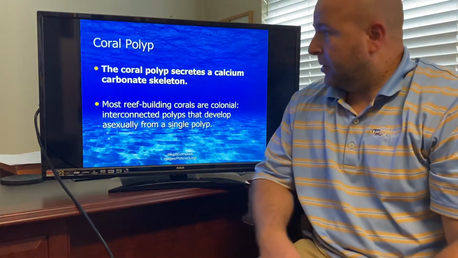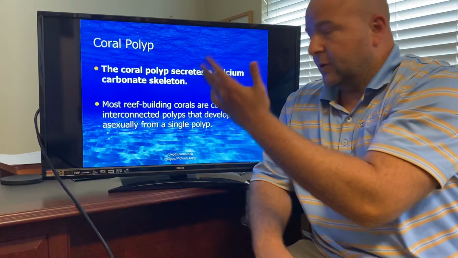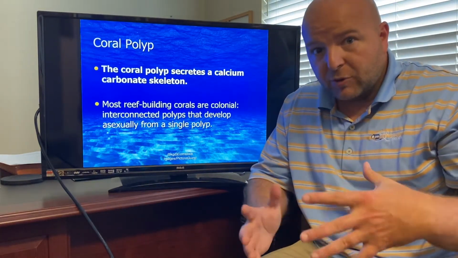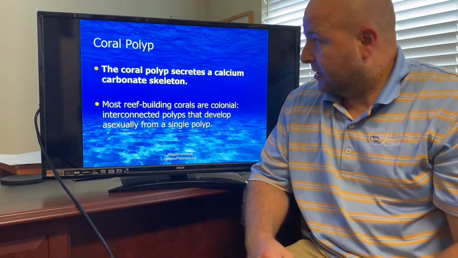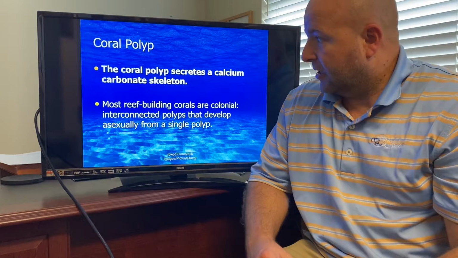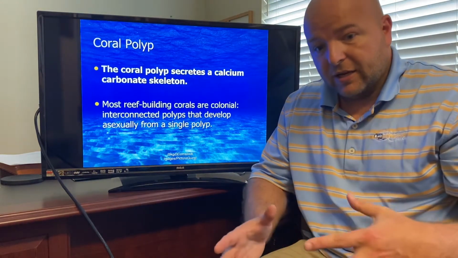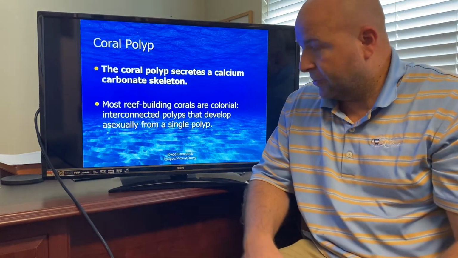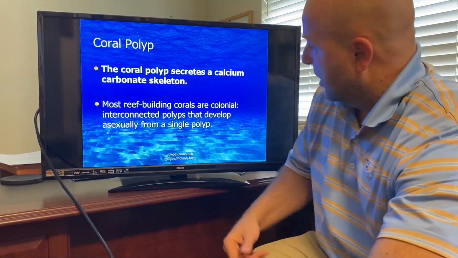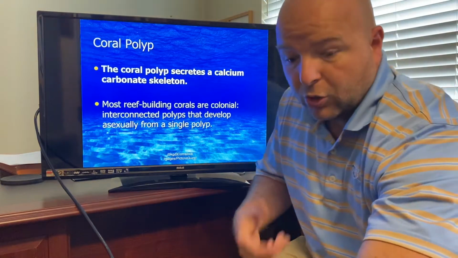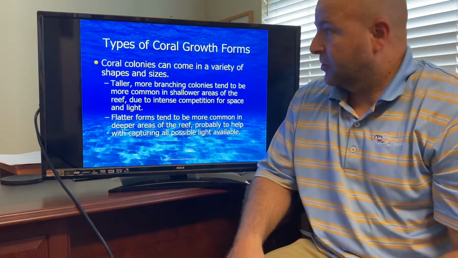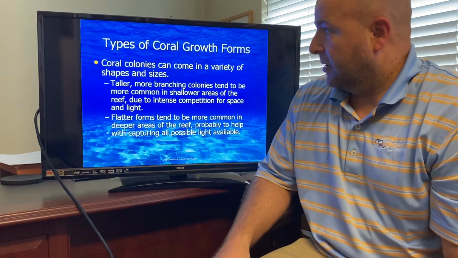So the coral polyp secretes a calcium carbonate skeleton. That's what we look at when we see a coral reef. What we're looking at is a calcium carbonate shell, basically skeleton, an exoskeleton that the polyps create around themselves. And most reef building corals are colonial, meaning they want to live together in large groups with similar types.